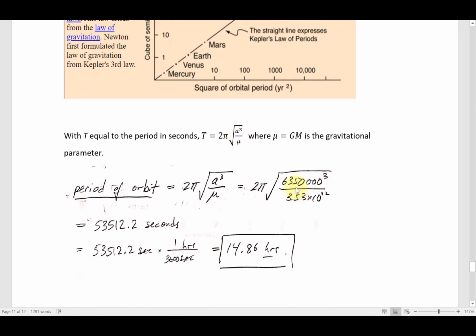So using Kepler's law and solving for the period T, we know that the semi-major axis in this case was 6,350 kilometers, or 6,350,000 meters. So the semi-major axis cubed, and the gravitational parameter is 3.53 times 10 to the 12. That gives us about 53,512 seconds, about 14.86 hours. We will need that in part 3 when we try to intercept the Mun. We'll need to know how long it takes us to complete this orbit, or specifically to get halfway through the orbit to the apoapsis.